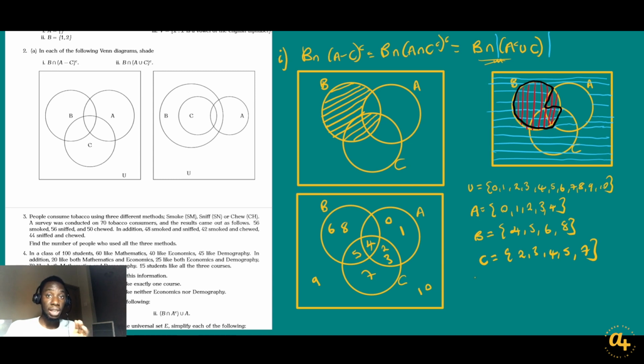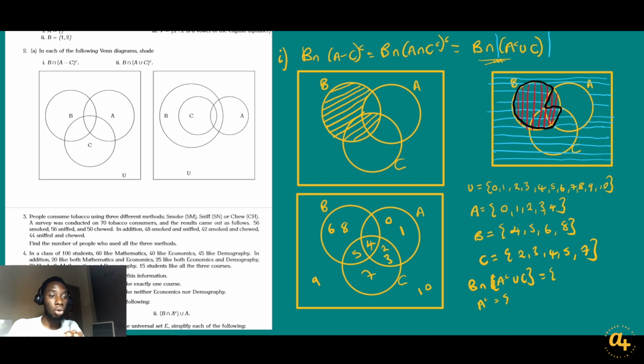So now that we have illustrated this information on this Venn diagram of ours, what we are going to do next is find the set B intersection A complement union C using the elements that we have here. Okay, so in order for us to do this, we first need to find what A complement is. We already know what B is, we already know what the set A is, we already know what the set C is. So let us find A complement.